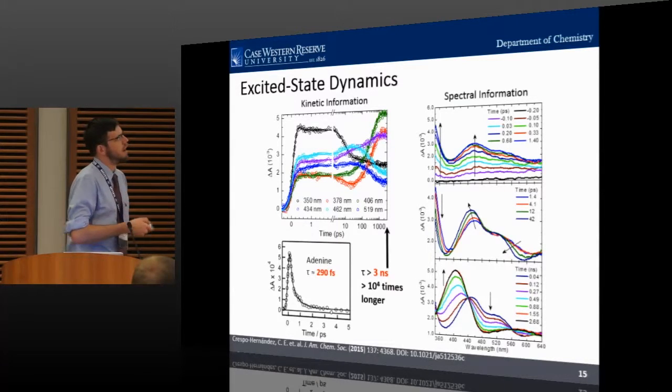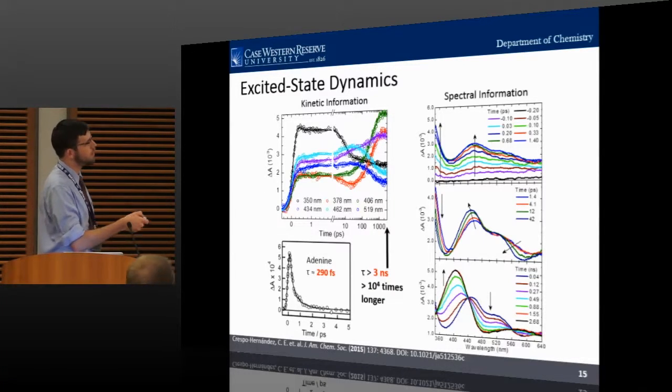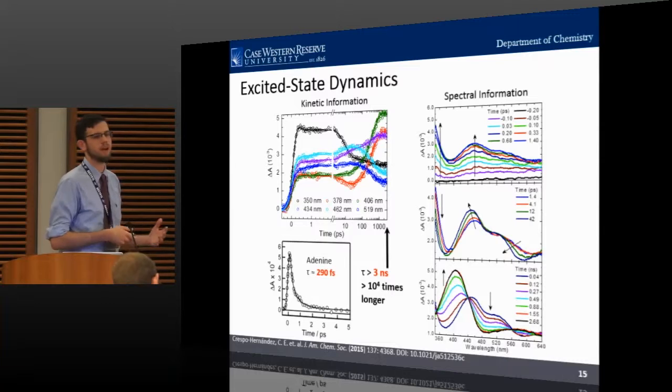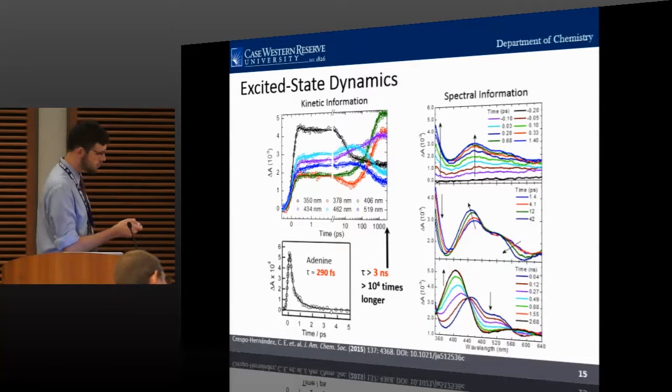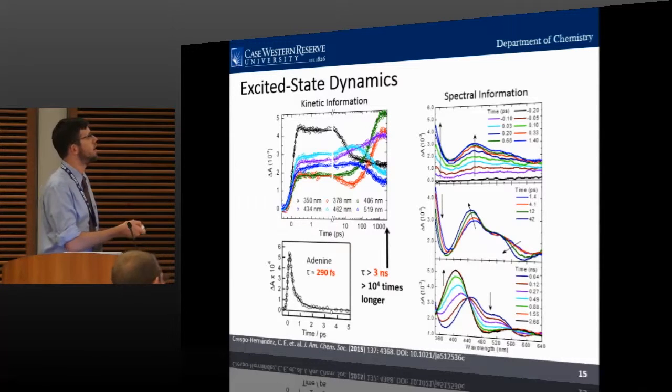So to get an idea of where this excited population is going, we can look at the spectral information that we get from the transient, but you can see that there's quite a bit going on here, and it's fairly hard from just an experimental point of view to extract what's happening.